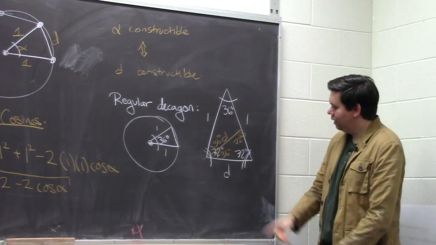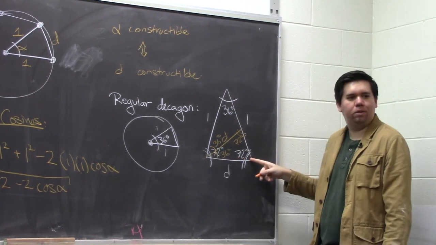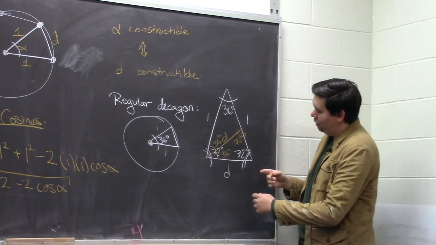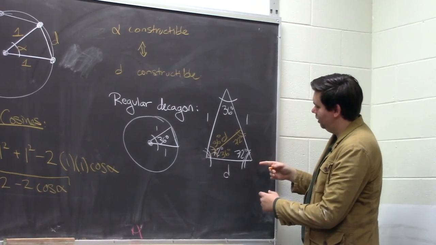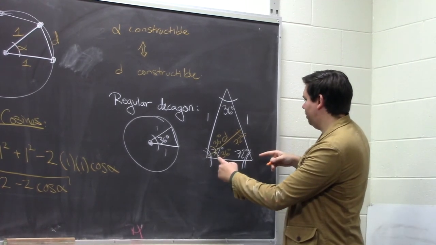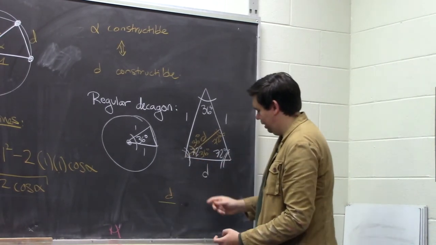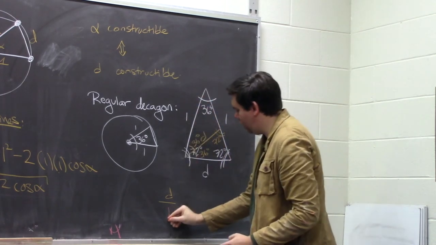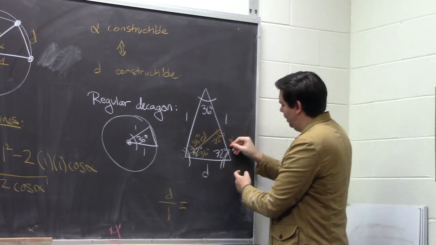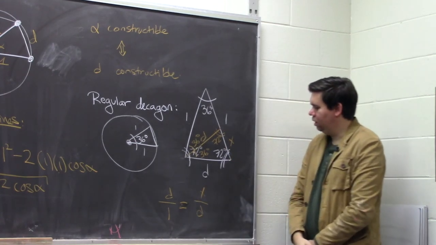But we can say one more thing. This is a 36, 72, 72. The overall triangle was a 36, 72, 72. So this triangle here is similar to the large triangle. What that means is we have a nice correspondence. So what does my correspondence give me? It gives me this long leg here, d, is to this long leg here, 1, as this mysterious length x is here, as x is to d. But what is x?